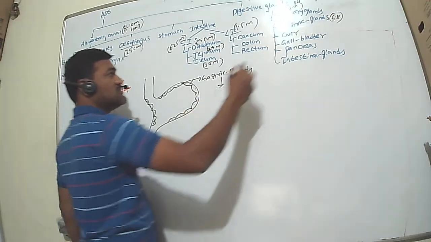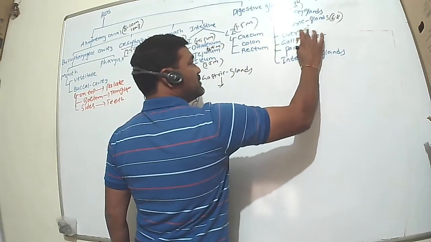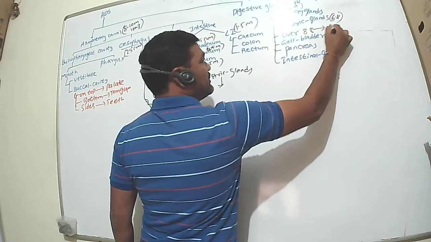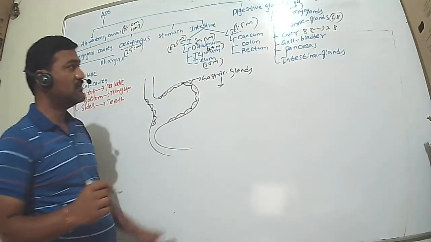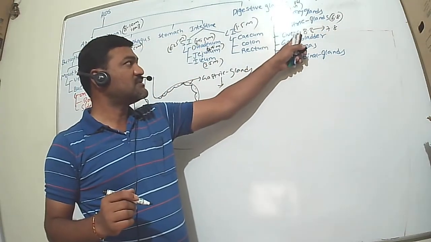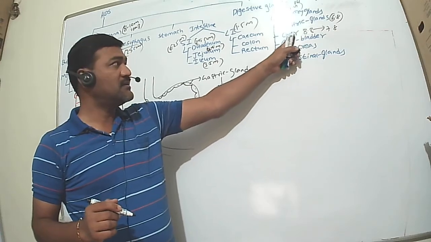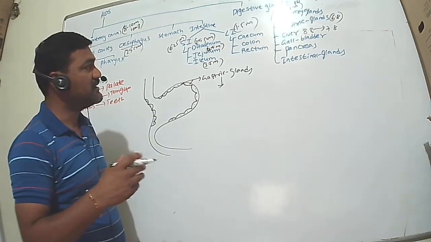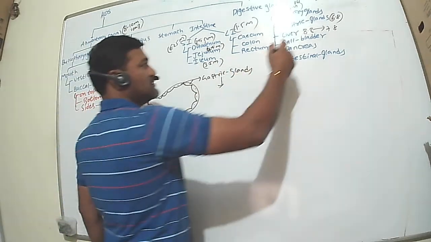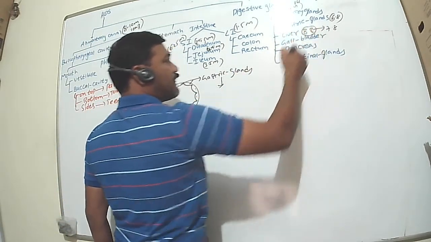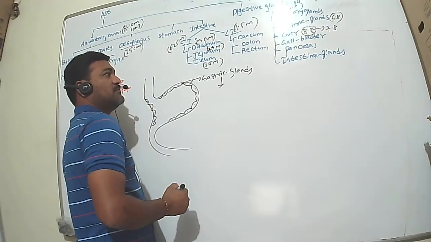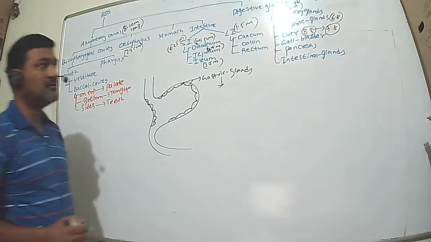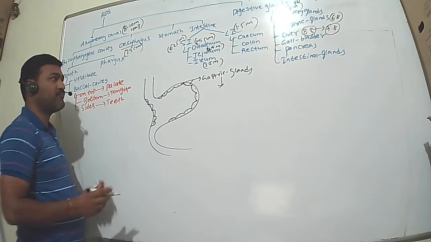and liver pH is 7.8. Initially it will be 8.8, but that is reduced to 7.8. The bile juice pH is 8.8, but after going to the gallbladder, it reduces the pH. This is the bile juice pH 8.8, and this is the gallbladder bile pH 7.8.